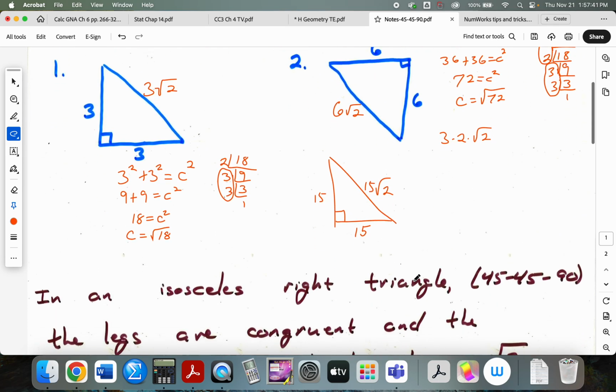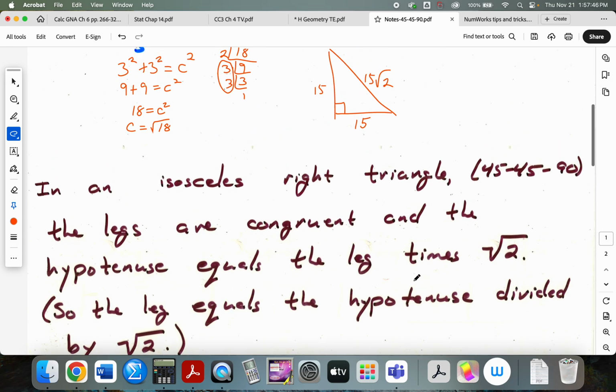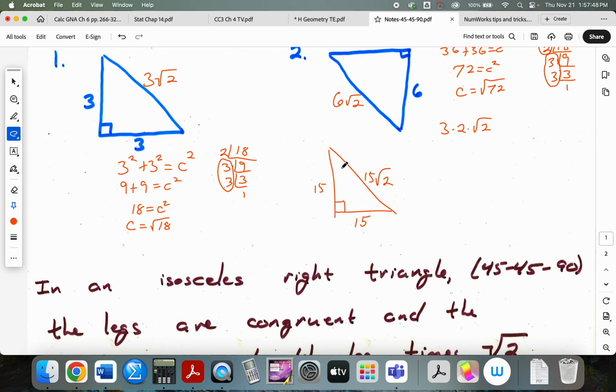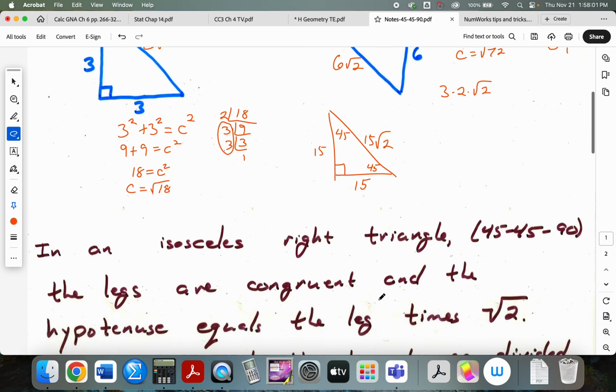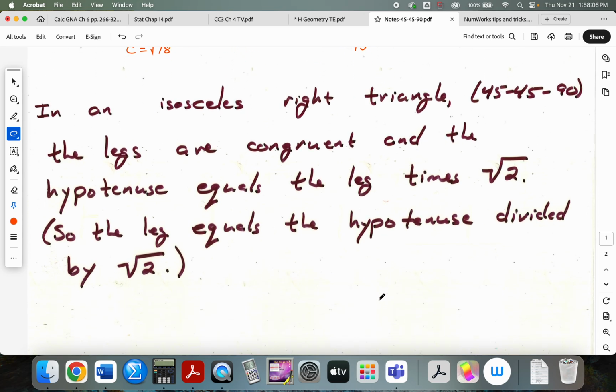So, here's the rule. In an isosceles right triangle, which is a 45-45-90 triangle, the reason it's a 45-45-90 triangle is that these two angles have to be the same, and since that's 90, these two each have to be 45. That's why it's called a 45-45-90. It's also called an isosceles right triangle. They're the same thing. The legs are congruent, and the hypotenuse equals the leg times the square root of 2, which means the other way around, the leg equals the hypotenuse divided by the square root of 2.